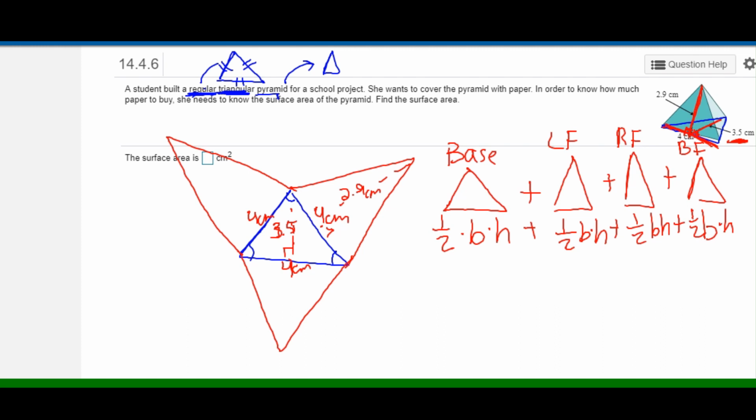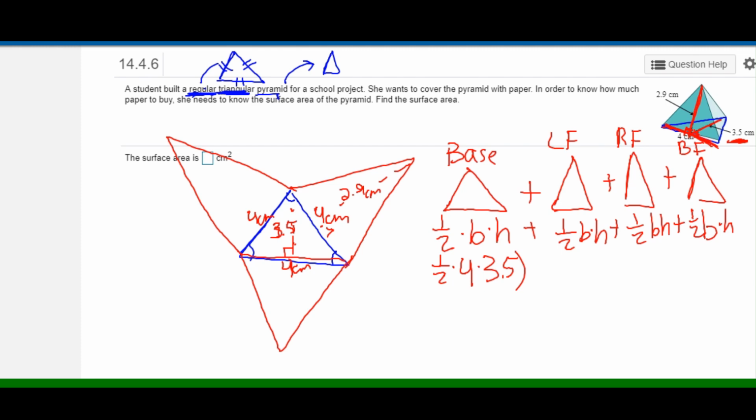Now, surface area is the area of the surfaces. So I have to find the area of the bottom surface. Then I need to find the area of the lateral face surfaces, add it all together, and that's going to be the surface area. But before I can do that, I need to find my dimensions. So the base has a length of 4 centimeters, and the height of the base is 3 5/10.